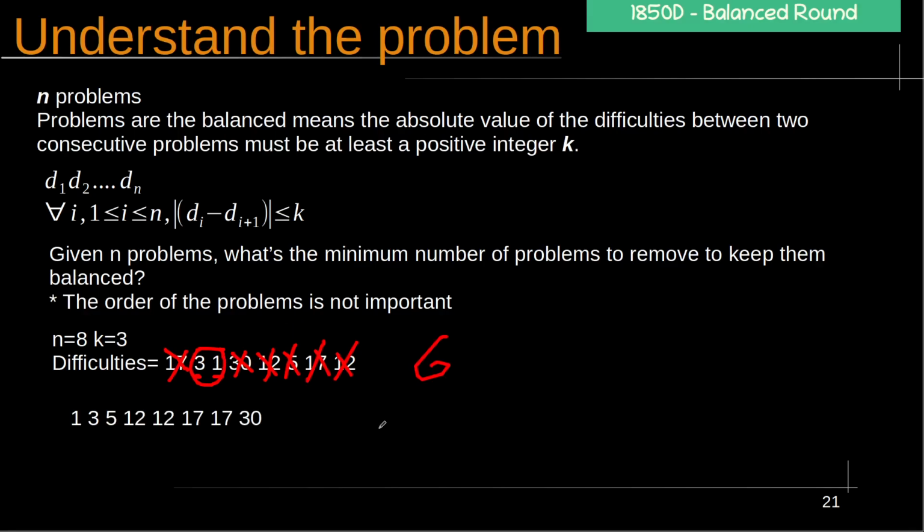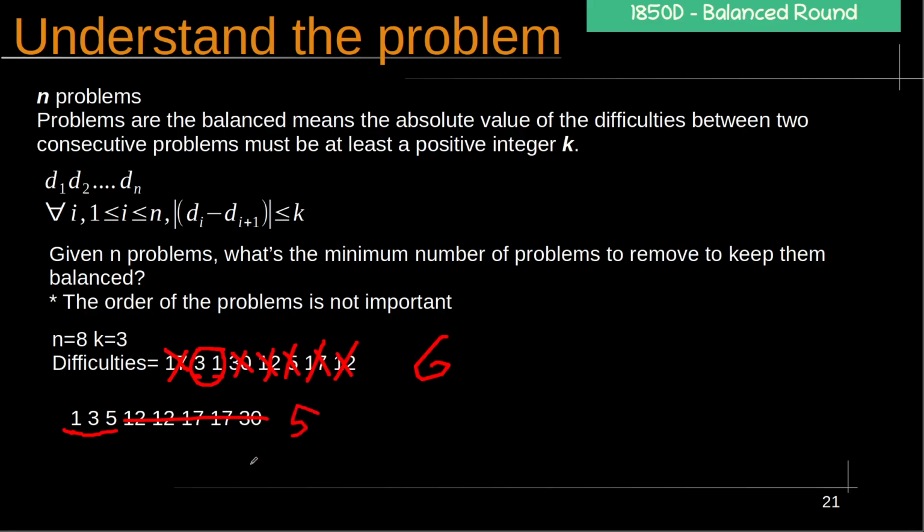If we solve this problem, we can keep 1, as you see, and 3 and 5, because this part of the set is balanced, because 3 minus 1 is 2, 5 minus 3 is 2. So we have 1 through 5. Can we add 12? No. 17? No. 13? No. So we have these problems to remove. So we have 5 here.